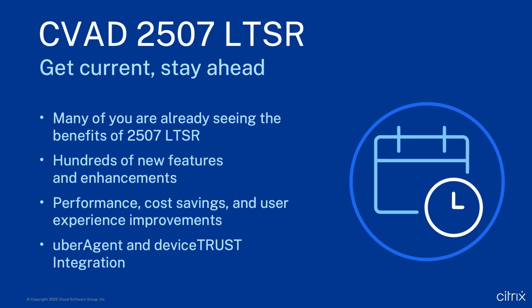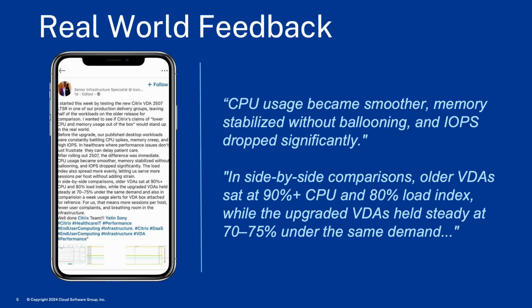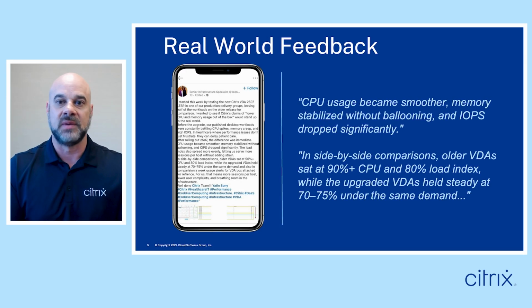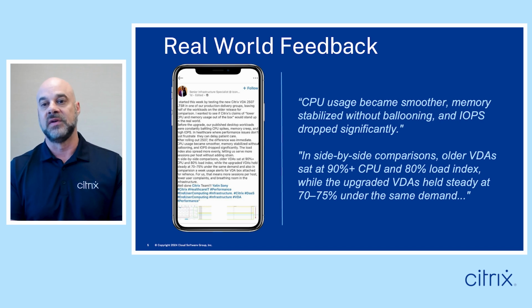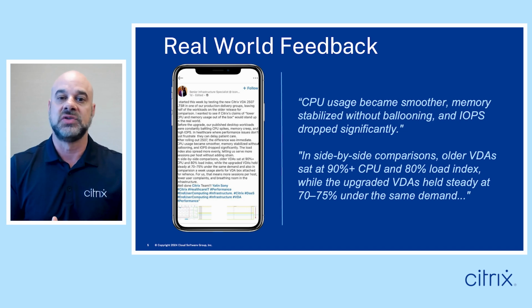And one of the most immediate benefits that we've seen from 2507 is a reduction in resource utilization. And we're hearing that from the customers both internally from conversations, and we're starting to see that out on social media. And it's really making a big impact within your environments. Here's just an example of an admin reporting that after rolling out 2507, CPU usage became smoother and memory stabilized, and they even saw IOPS drop.